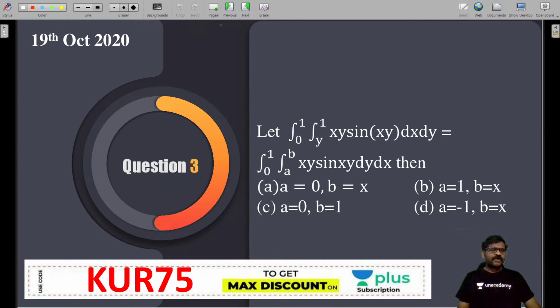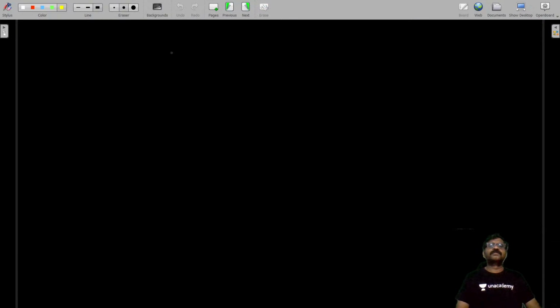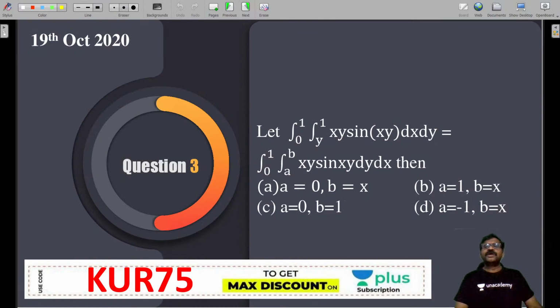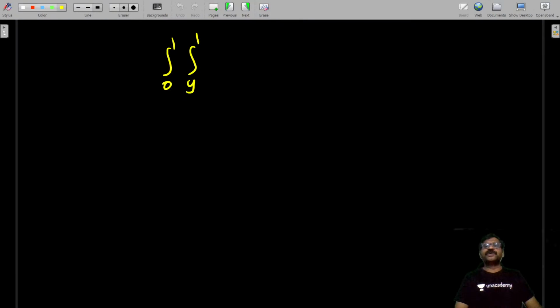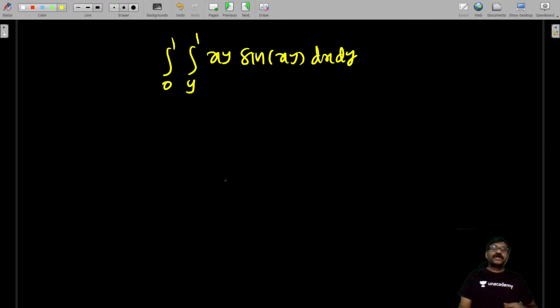Integral 0 to 1, y to 1, xy sin xy dx dy. Now, with the help of limits, first we have to identify the region: x equal to y, x equal to 1, y equal to 0, y equal to 1.